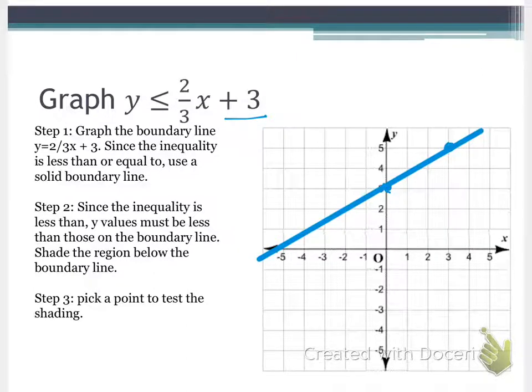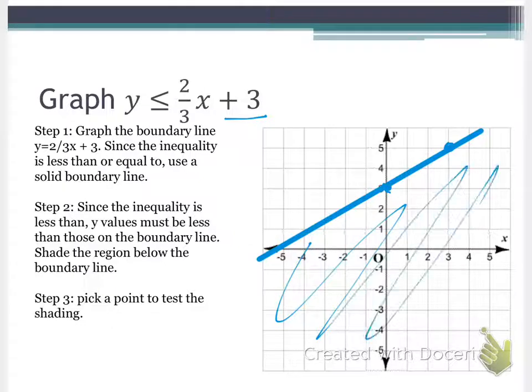And then we have to shade. So, for shading, it's less than, so it's less than those on the boundary line. So we shade the region below the boundary line. So all of this. Okay? And then we pick a point to test the shading every time, right? Because we want to make sure that we did it right. So, pick a point. Let's pick 0, 0 because it's easy, right? Don't make it any more complicated than it needs to be.